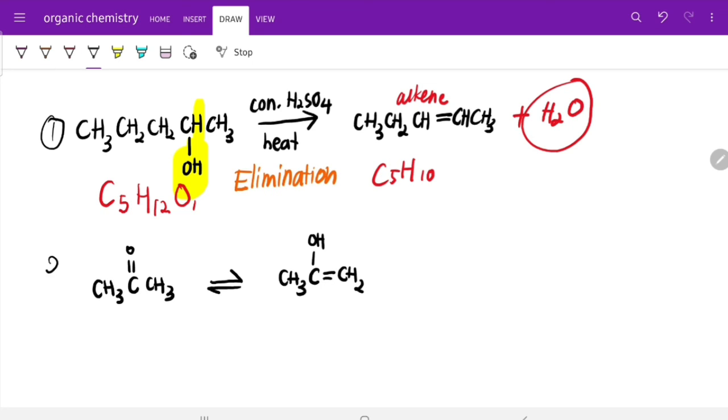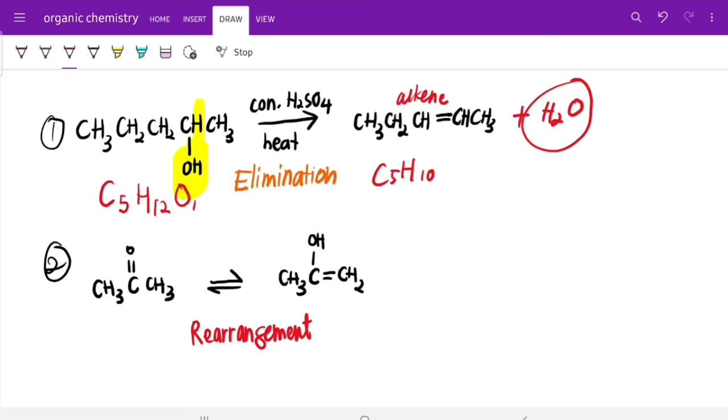The last example. In this one I have a ketone, and this ketone undergoes a rearrangement. Instead of having C double bond O, I'm making C double bond C. So it is not elimination, not addition, or substitution. I call this reaction a rearrangement because we are changing the position of the double bond. Instead of between C double bond O, now we are making it between C double bond C. There is no change in the number of atoms.